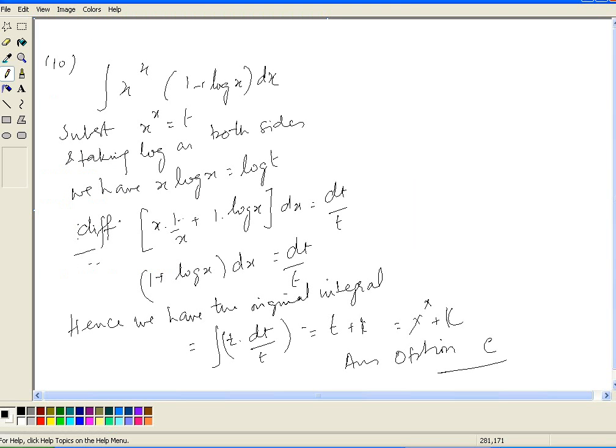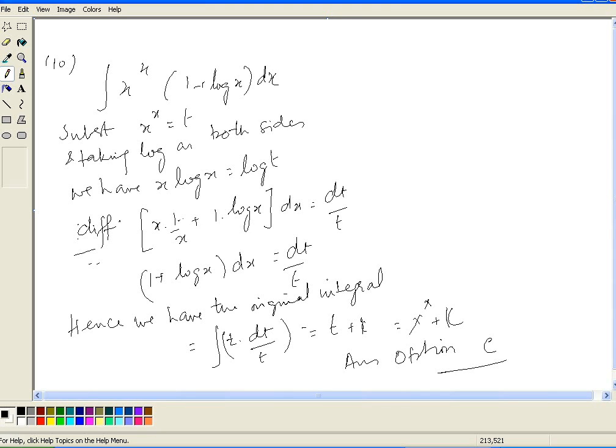Back to our worksheet, integral x power x into 1 plus log x dx. Substituting x power x equal to t and taking log on both sides, we have x log x equal to log t. Then differentiating, we have x into 1 by x plus 1 into log x dx equal to dt by t. Therefore 1 plus log x dx will be dt by t.